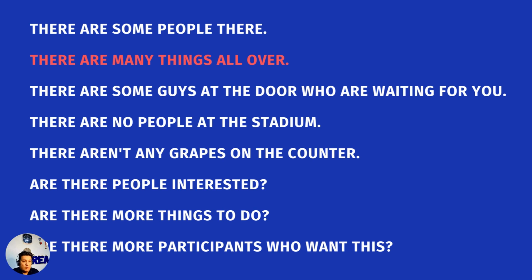All right. Let's go with there are. There are some people there. Talking about people. So this is plural and countable. There are many things all over. Okay, there are many. Remember, there is with much, and there are with many. That's why I use the different color here.